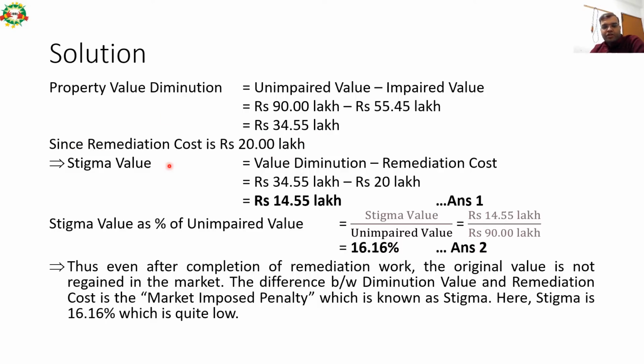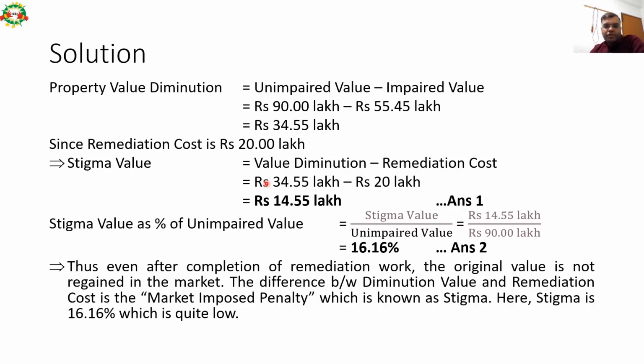Since remediation cost is 20 lakh rupees, we have to pay 20 lakh rupees for remedying the property. So that means stigma value is equal to value in diminution minus remediation cost. Right? Value in diminution, in the previous slide we had seen cost effect, use effect, and risk effect. So remediation cost is cost effect. It is talking about cost effect.